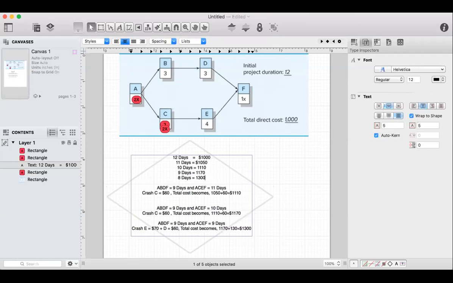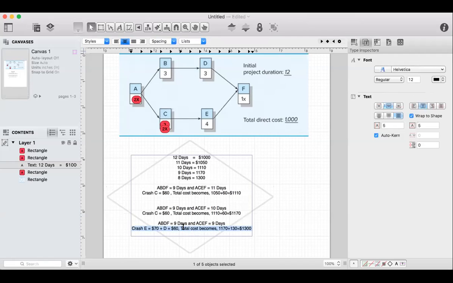And usually you would have indirect costs. So you can compare direct and indirect costs. And from there, you'll be able to decide which is the best duration for us to actually use. So does that make sense? Can you please explain that last part again, crash E?